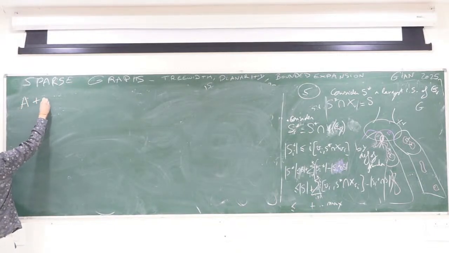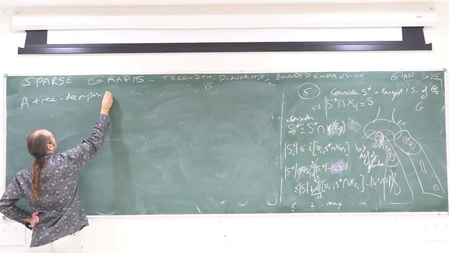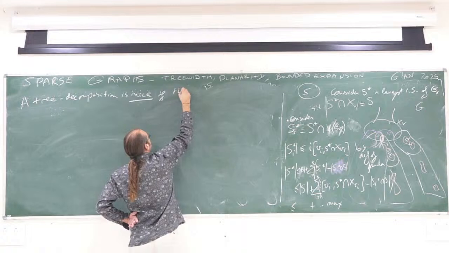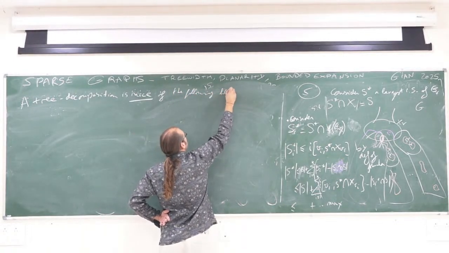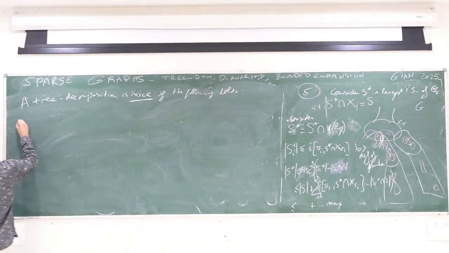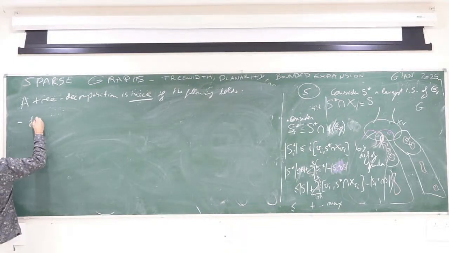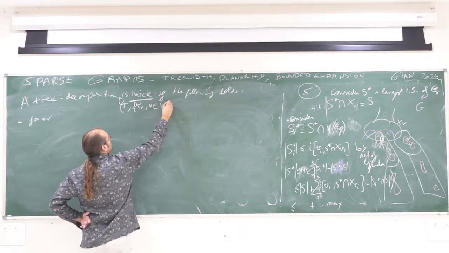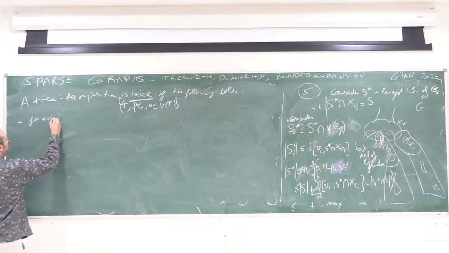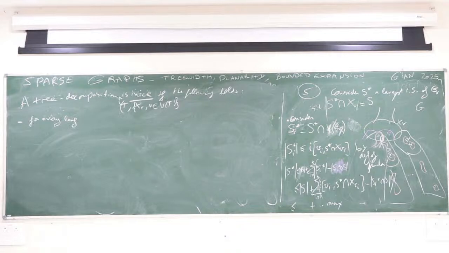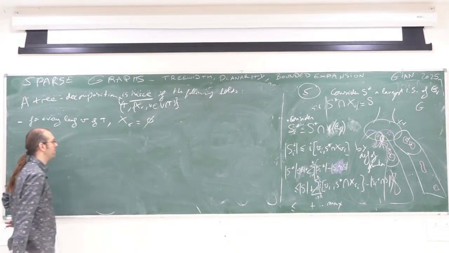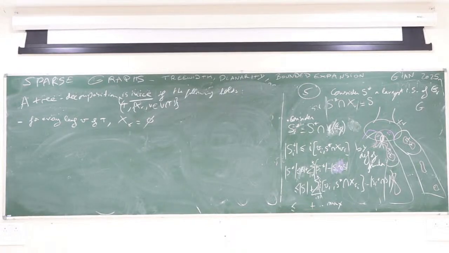So, a tree decomposition is nice if for every leaf V, what we want is the bag to be empty. Okay. This one thing, and otherwise.